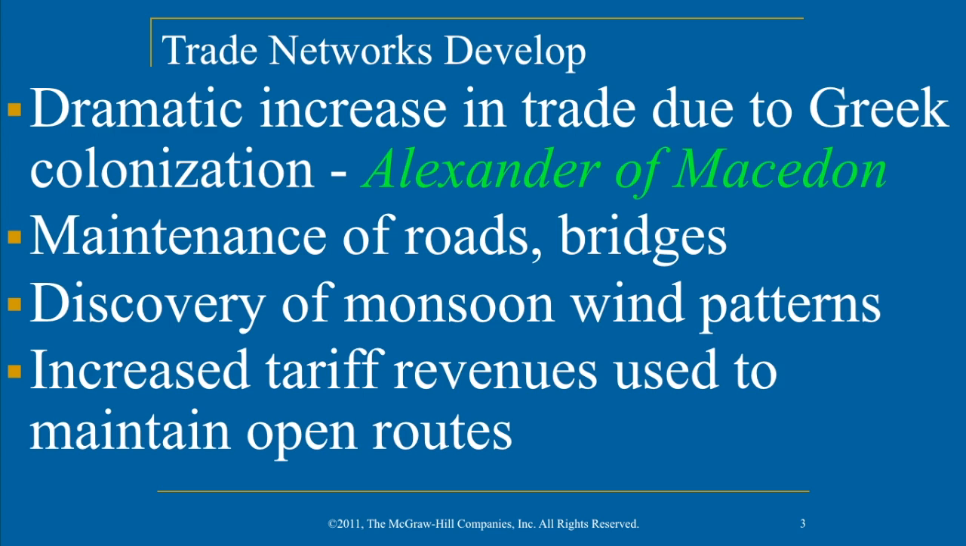Finally, increased tariff revenues used to maintain open routes. A tariff is basically a tax for trading goods. It's a specific tax usually on a specific good. So for example, in America, we have trade tariffs with Japan, and certain cars that come into the United States from Japan, in an effort to maintain our balance of trade with Japan, we put tariffs on, for example, cars like Honda and Toyota coming into the United States.